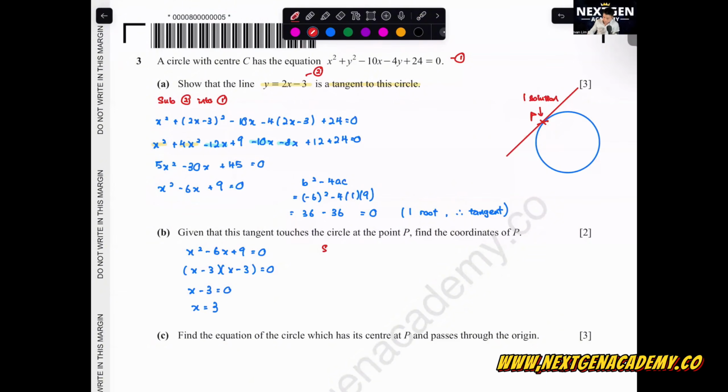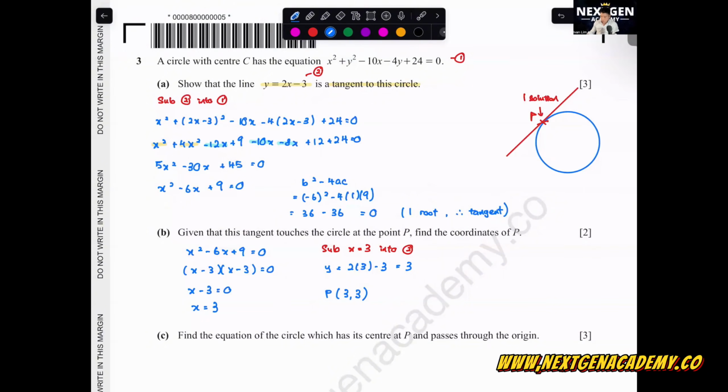Then we substitute x equals 3 into equation 2, which is y equals 2 times 3 minus 3. Okay, 6 minus 3, which equals 3. So point P is (3, 3). Now we know that P is (3, 3).